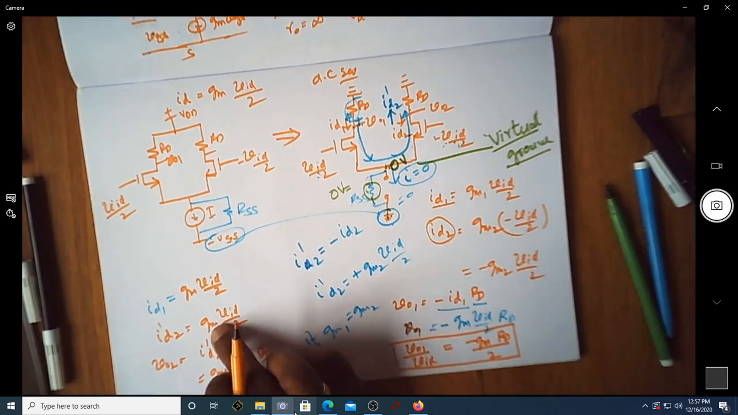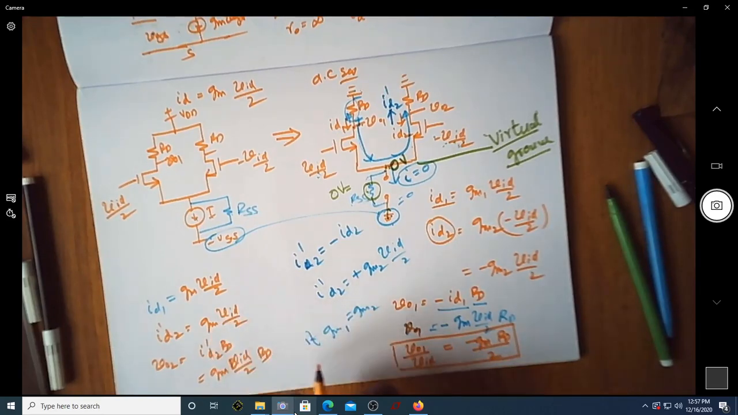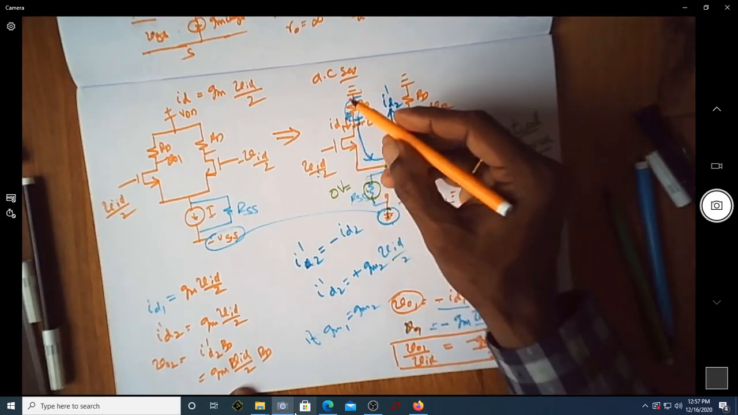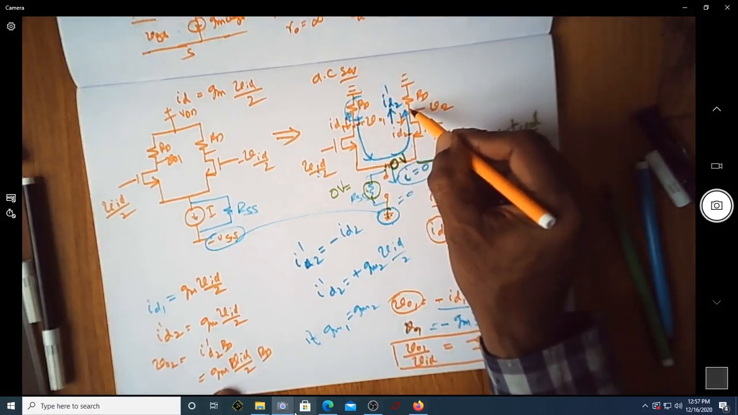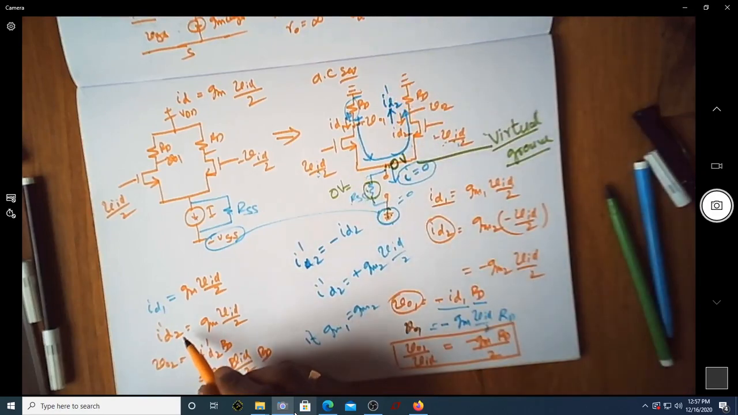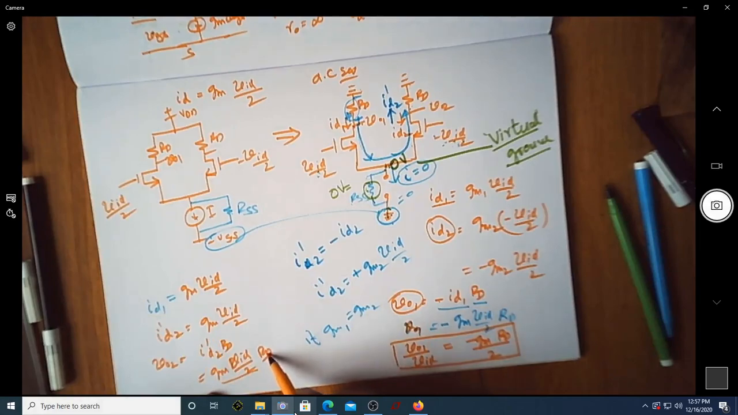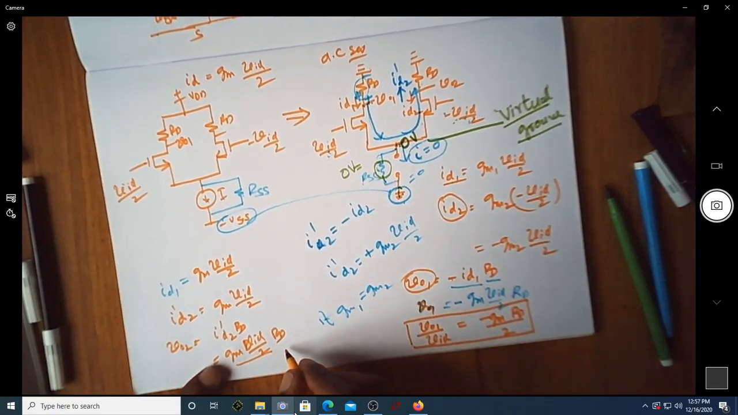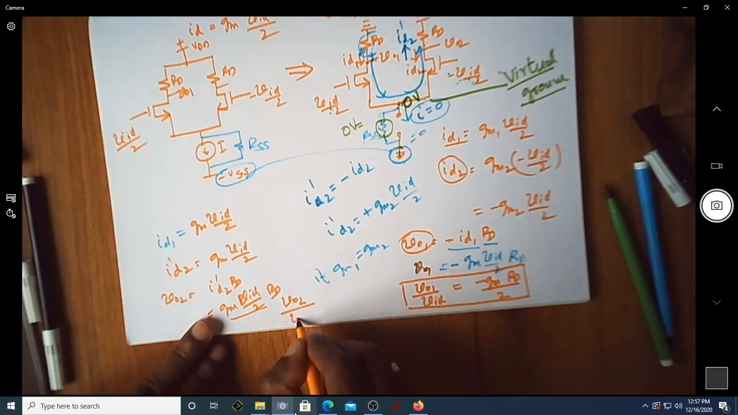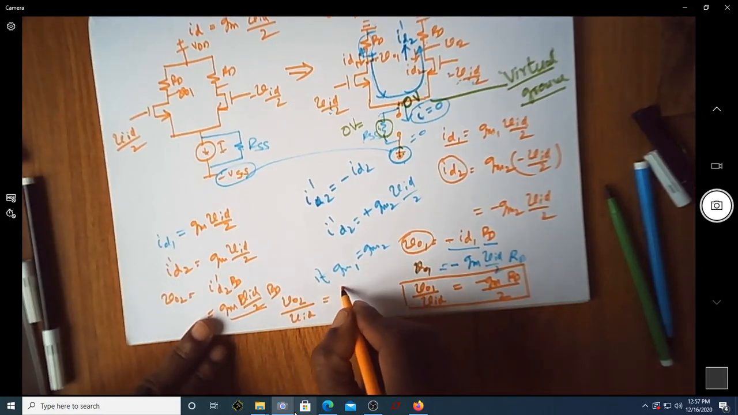You can see there is no negative sign here. But for V01 we had minus of ID1 into RD. Why was it minus? Because I was supposed to take this drop. Now since the current is flowing from this to this, which is I dash D2, I will retain the same expression for I dash D2, which is GM into VID by 2, multiplied by RD. Suppose you now find out V02 by VID, is it not equal to GM into RD by 2?